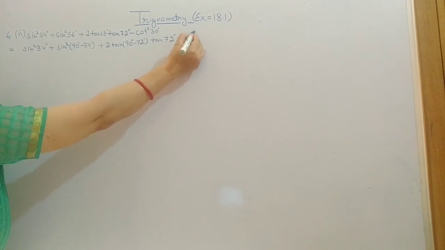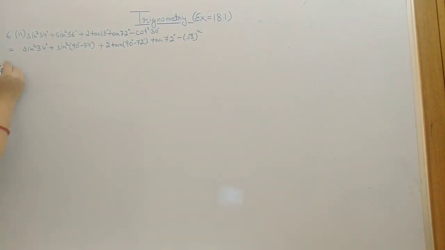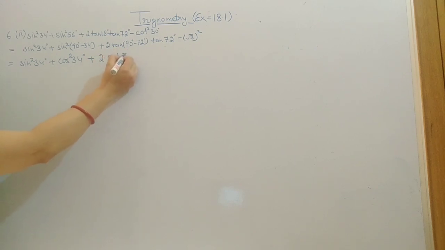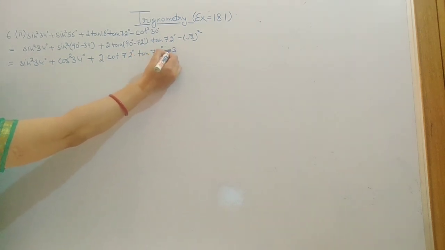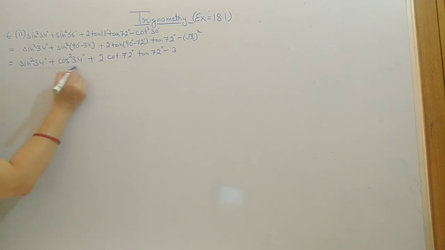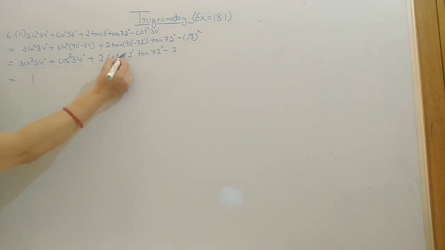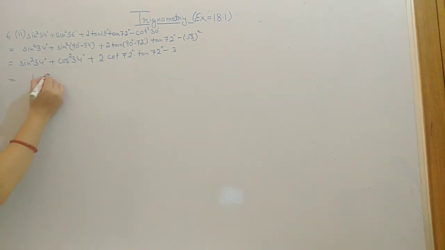So it will become root 3 whole square. Now here sin square 34 as it is. Sin (90 minus theta) will become cos theta. So we will get here cos square 34. Tan (90 minus theta) is equal to cot theta. Root 3 square will become 3. This value here, sin square theta plus cos square theta, is equal to 1. So we will get here 1. Here this cot theta into tan theta also 1. So we will get 2. And minus 3. 1 plus 2, 3, and 3 minus 3, 0 is answer.